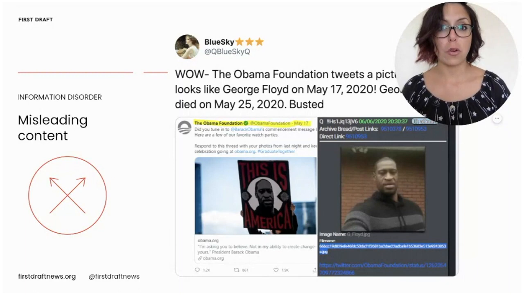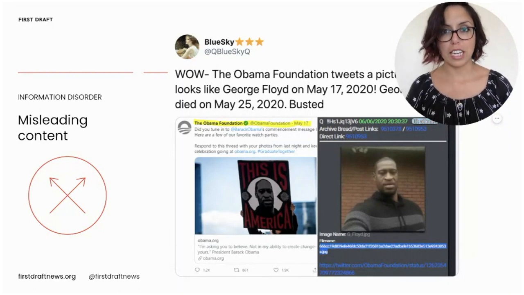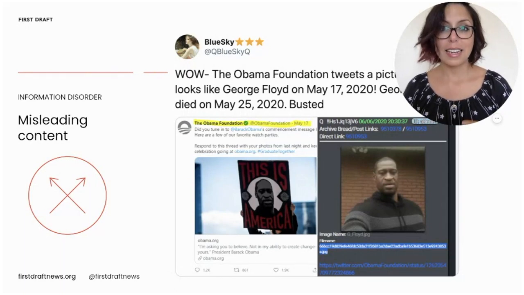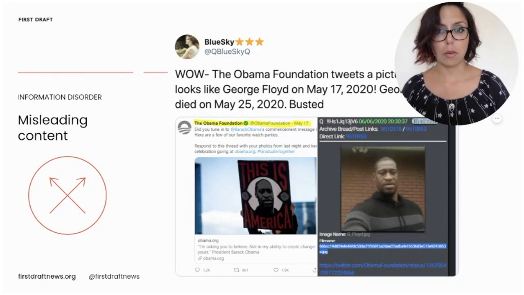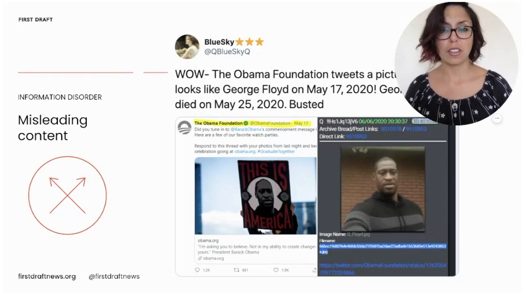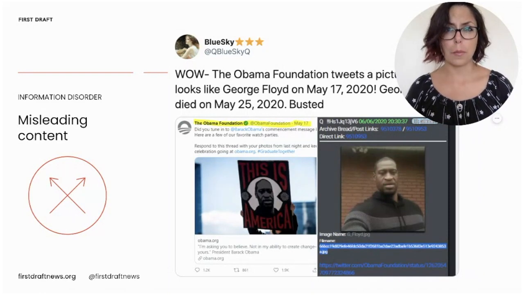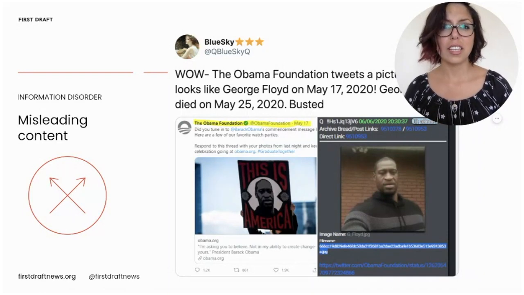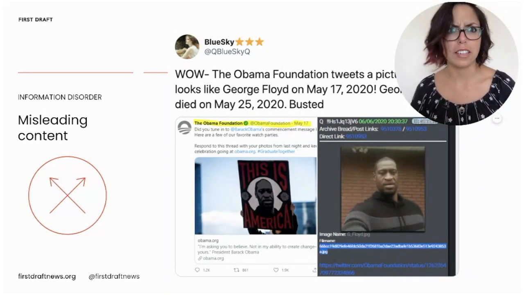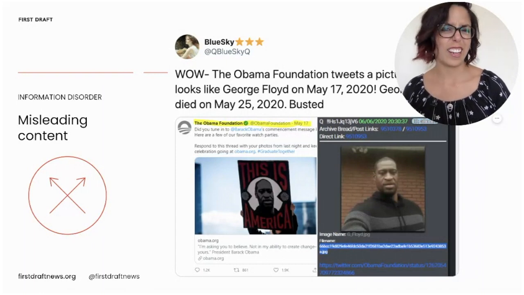In this example, someone on Twitter is pointing out that the Obama Foundation tweeted something out on May the 17th of 2020 that now has, as the thumbnail of the website that it's referring to, a picture that has George Floyd's face on it. Now, this is a couple of days before George Floyd was killed by police officers, and they're using this as a way of saying, oh, the Obama Foundation knew what was going on, and implying other conspiracy theory things.